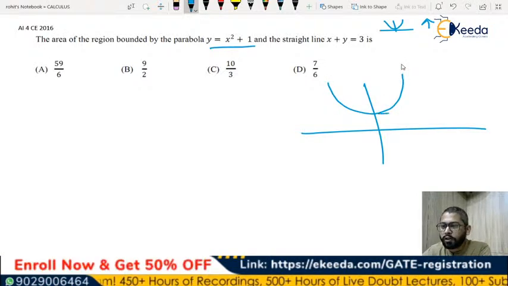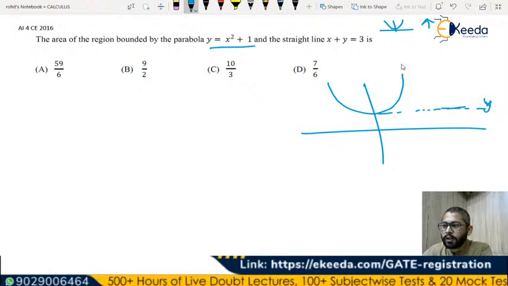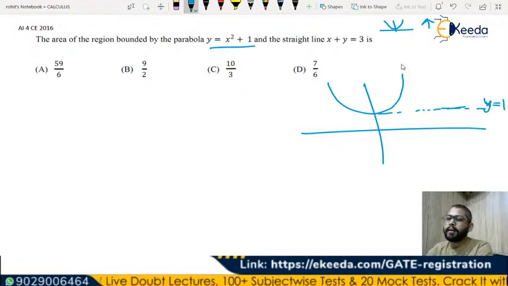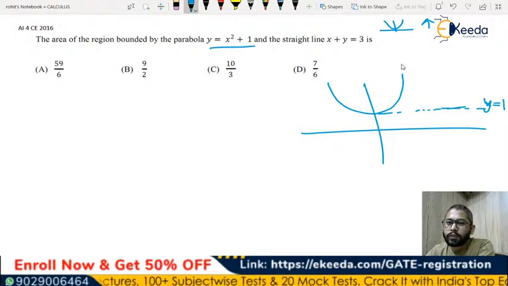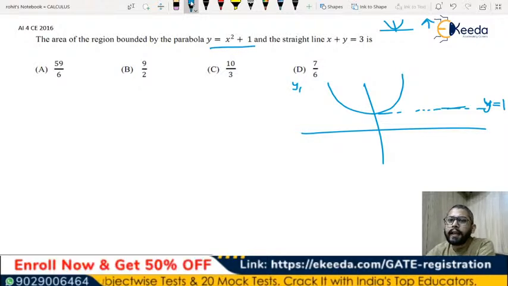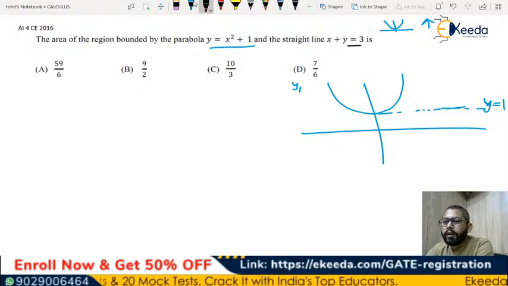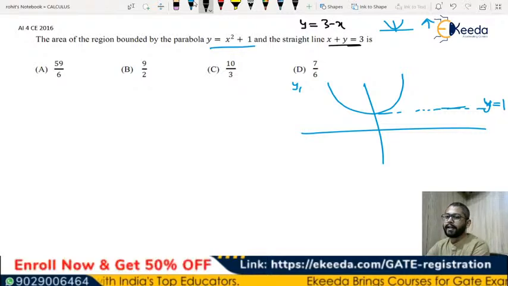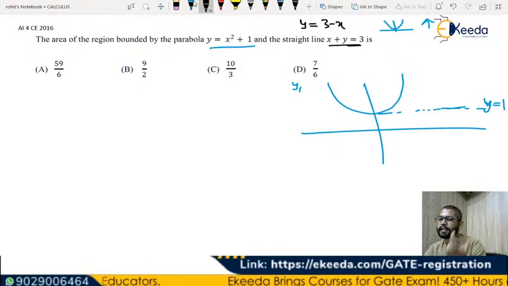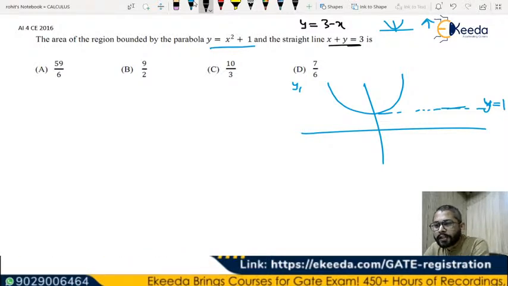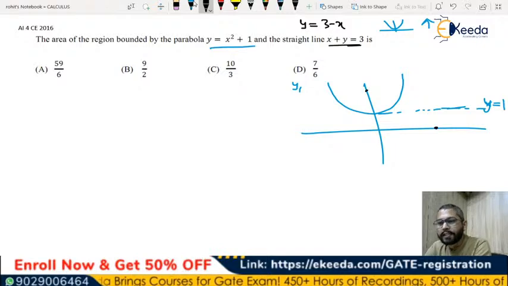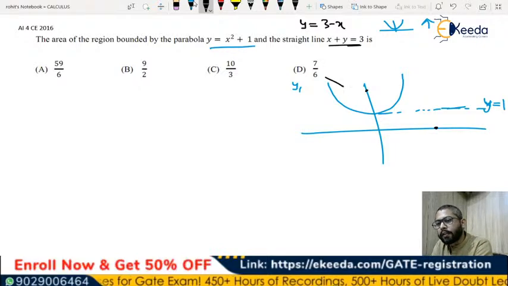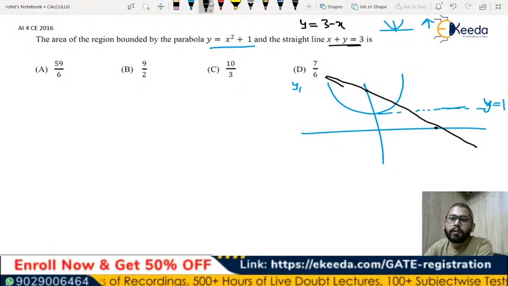This is the best I can draw, and I cannot spend more time on this. So this is y is equal to 1, right? And next is the next line. From here can we write y is equal to 3 minus x? But of course you can find this straight line directly as x plus y is equal to 3 means x also has intercept of 3 and y also has intercept of 3. So let's say this is 3 and this is also 3. Let's join this better.